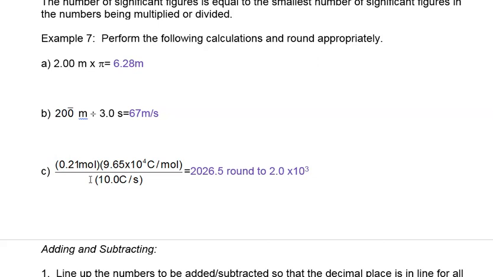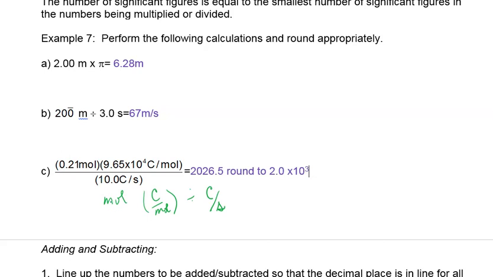So if we look at this, we have moles times coulombs per mole divided by coulombs per second. And some people have issues with that. So let's take a look at what's going on there. So it's like fractions. Moles times coulomb per mole divided by coulombs per second. And if you didn't know what the C stood for, it doesn't matter. You can still look at how do they cancel.